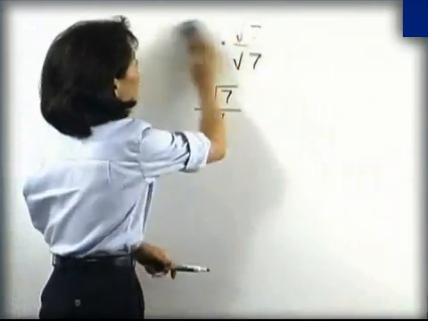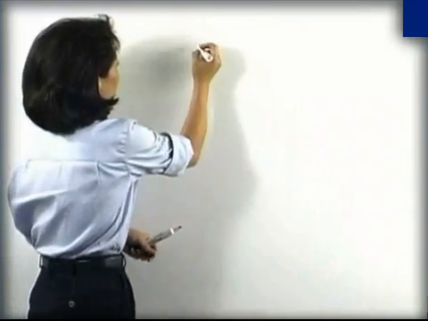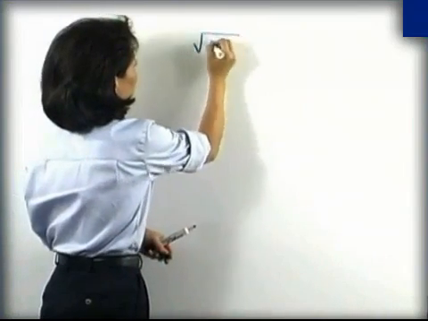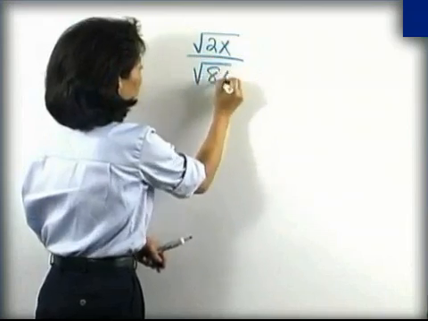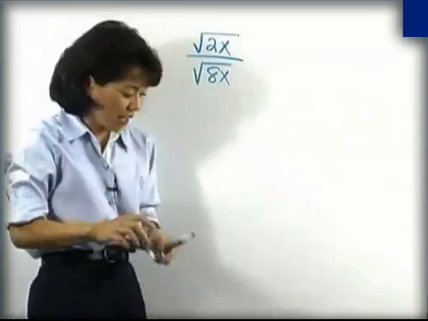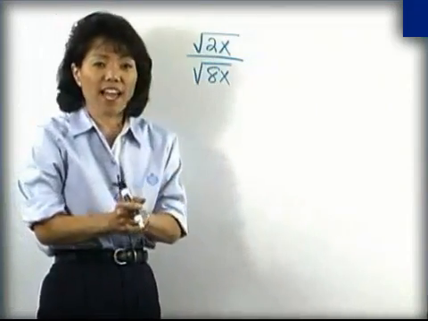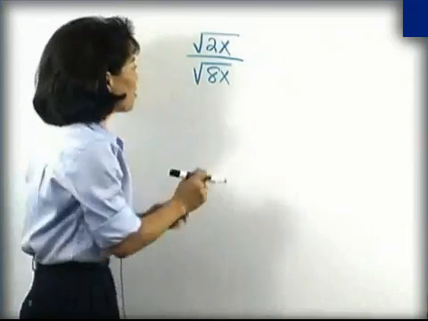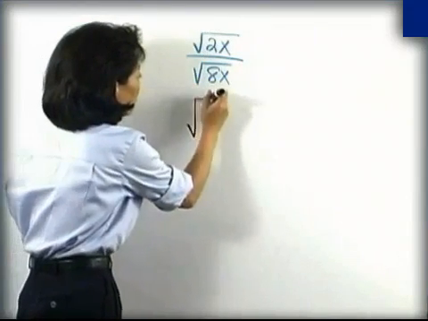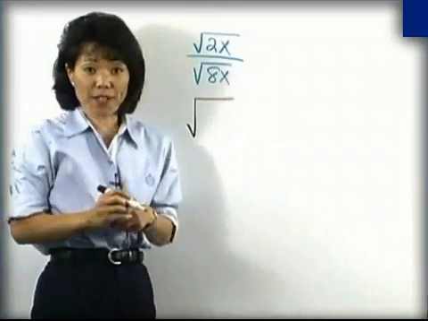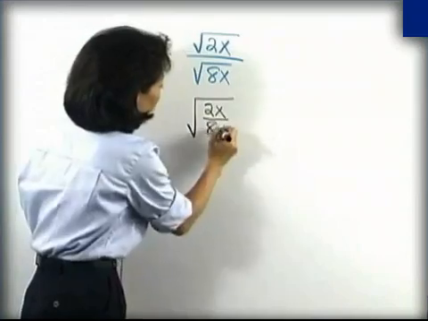Now, let's go on to another expression. Let's say in this problem, we want to simplify the square root of 2x over the square root of 8x. Well, in this particular case, what do we have? We have 2x and 8x, and I see a lot of common factors there, so what we can do is rewrite this expression under one radical sign, 2x over 8x.